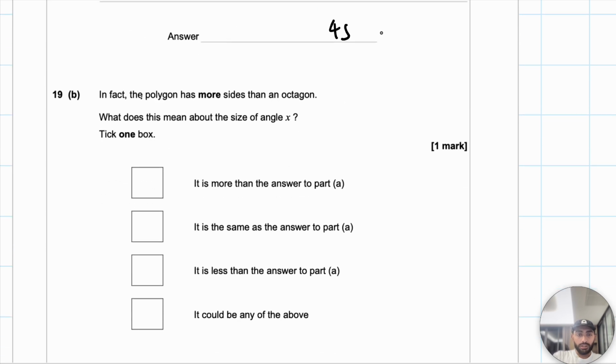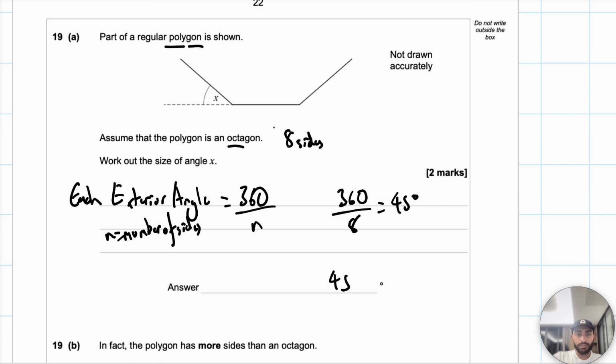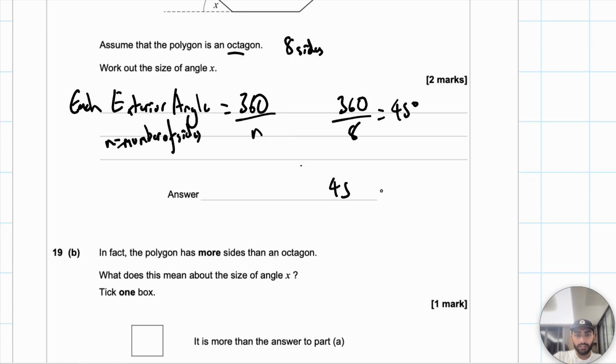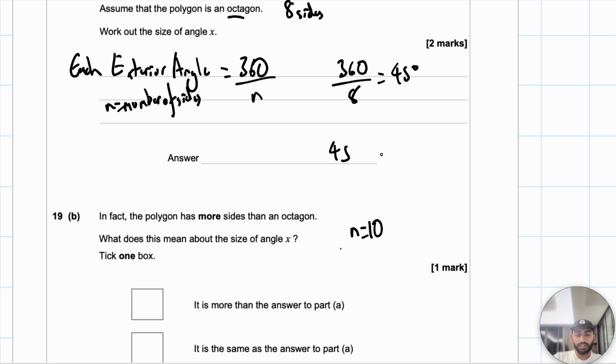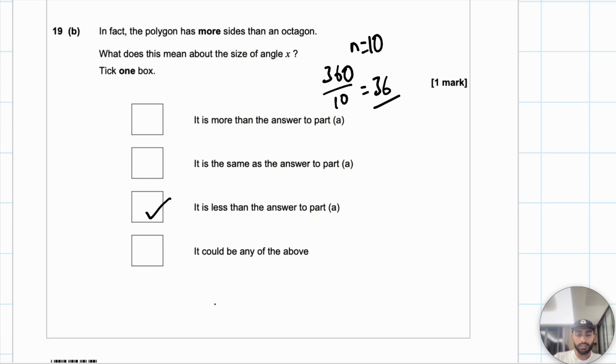Part B. In fact, the polygon has more sides than the octagon. What does this mean about the size of angle x? In part A, we had 8 sides. Let's just imagine we have 10 sides, a decagon. So if I do 360 divided by 10, will I get an answer bigger or smaller? 360 divided by 10 is 36. This answer is smaller than 45, so it's going to be less than the answer to part A.